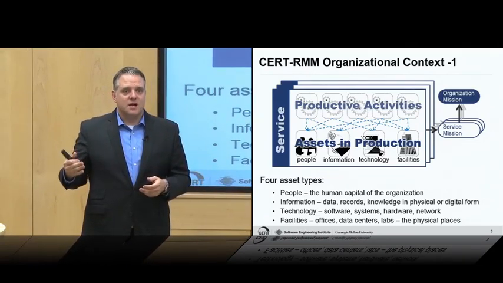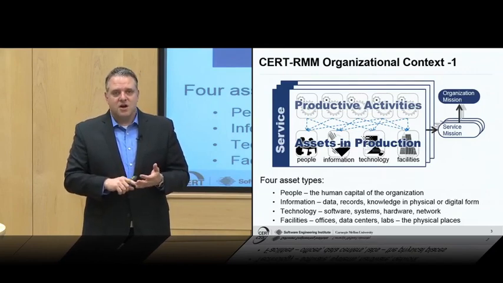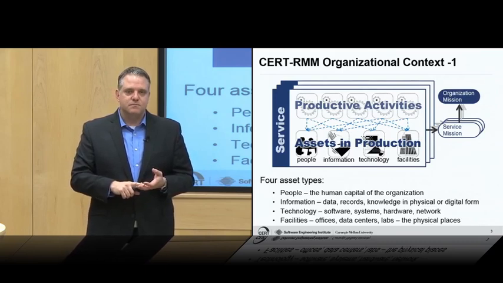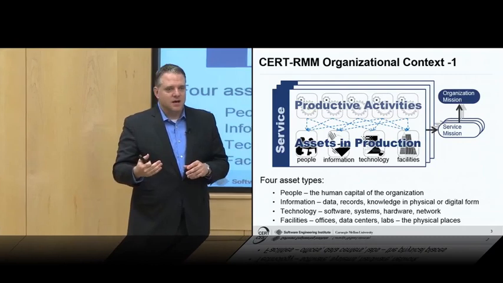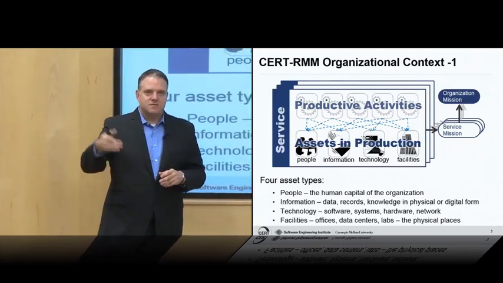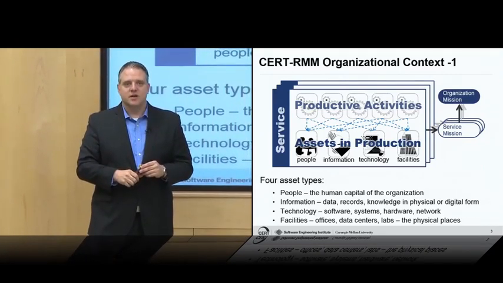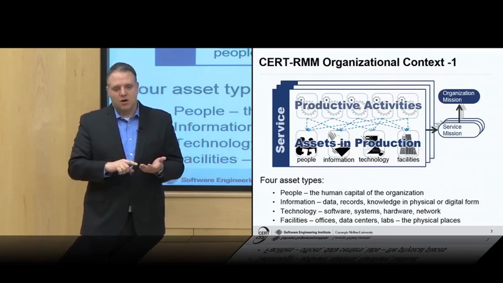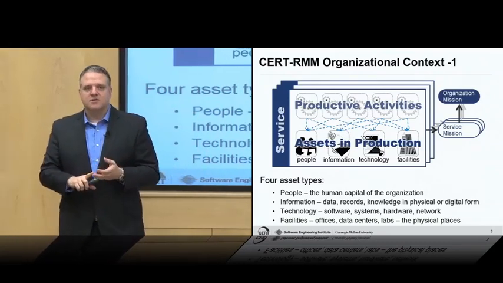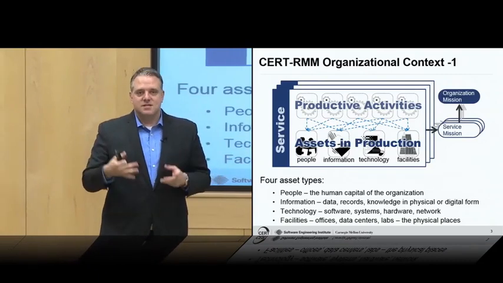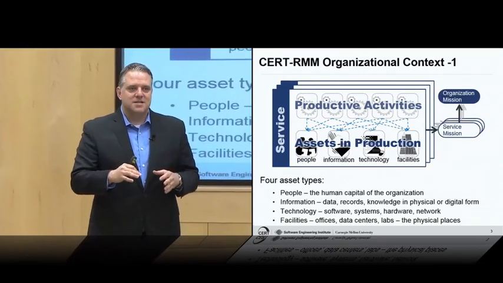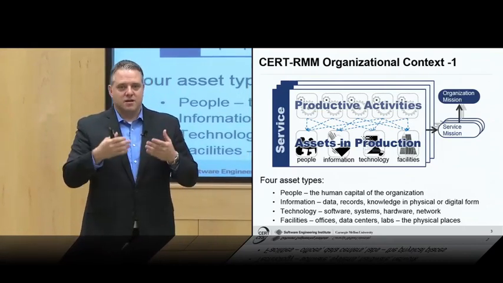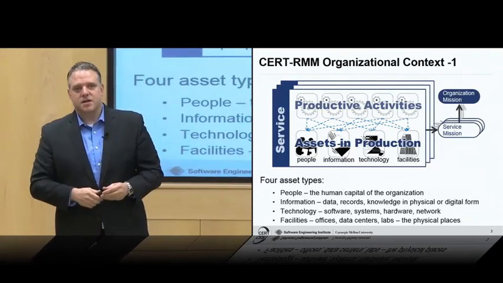By the same token, technology, these are your software and hardware systems, your servers, your actual network itself. And then one additional aspect of key assets that you use to provide your services to meet your organizational mission are facilities. So these are your offices, your data centers, the labs, the physical places that you perform these activities. And so all of these are the assets that are required to conduct your services to meet your organizational mission.